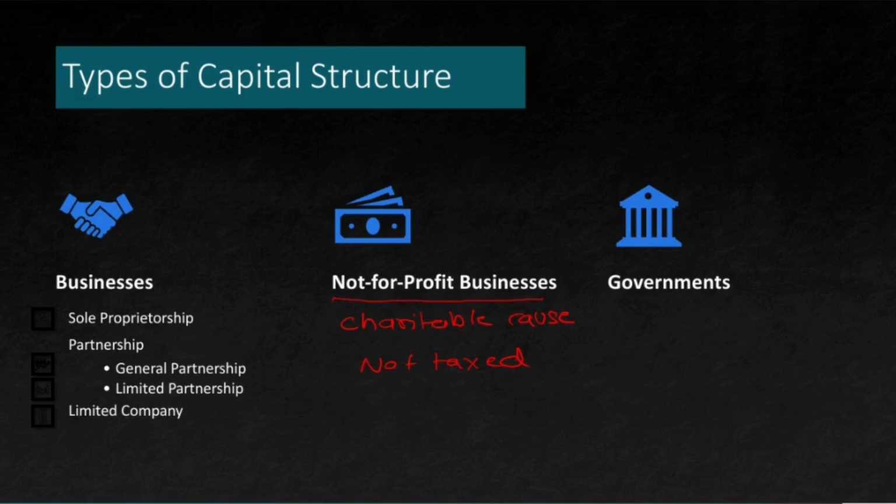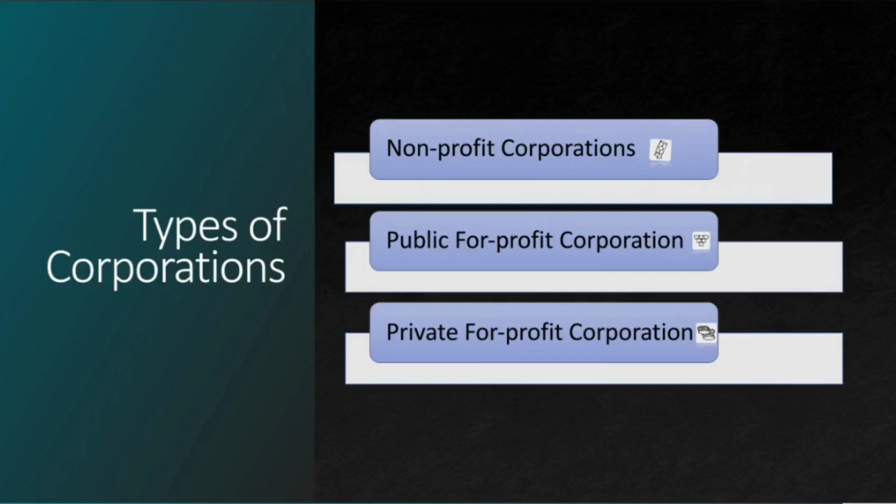Then we have government or government-based corporations. These are the corporations in which government either has substantial holding or is floated by government itself. We will now discuss what different types of corporations are in detail. There are mainly three types of corporations: non-profit corporations, public for-profit corporations, and private for-profit corporations. Let us discuss non-profit corporations first.